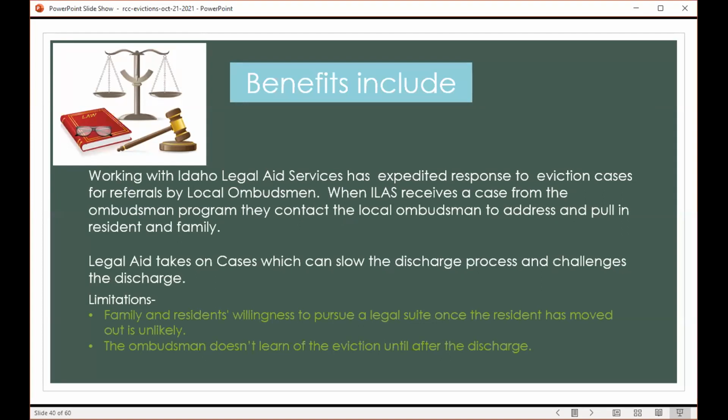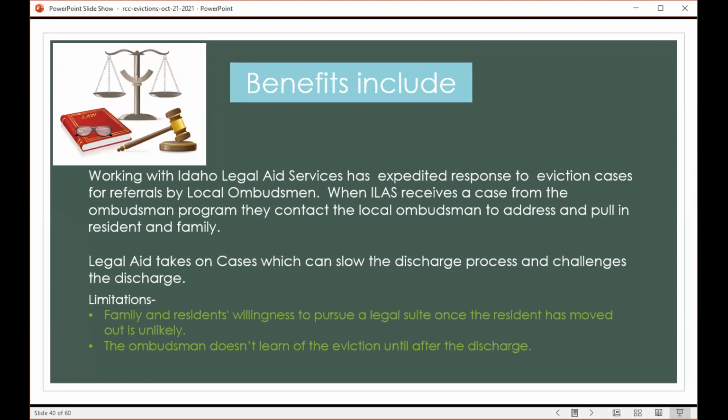Some of the benefits have been that family and residents will pursue a legal suit once the resident has moved from the facility, or that they work with legal aid to prevent or slow that process down.